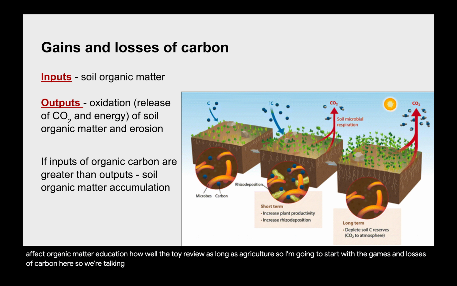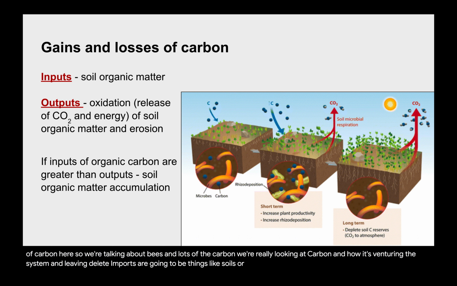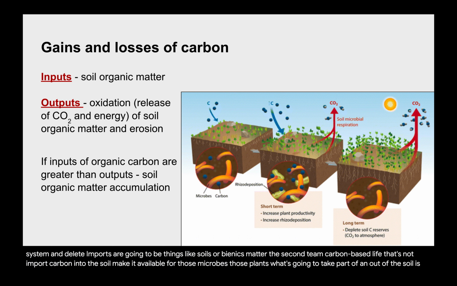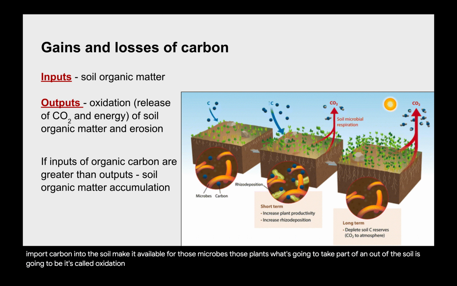So if we're talking about gains and losses of carbon, we're really looking at carbon and how it's entering a system and leaving a system. So the inputs are going to be things like soil organic matter, things that contain carbon, carbon-based life forms. That's going to input carbon into the soil, make it available for those microbes, those plants. What's going to take carbon out of the soil is what we call oxidation of soil organic matter, which is basically the release of carbon dioxide and energy.